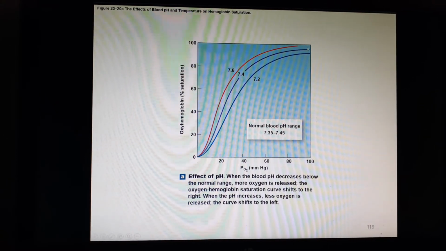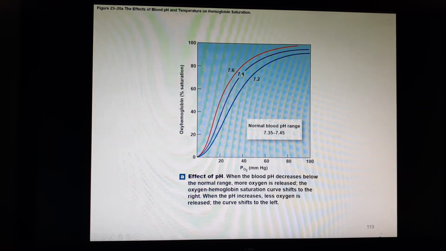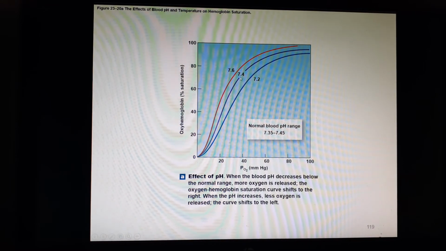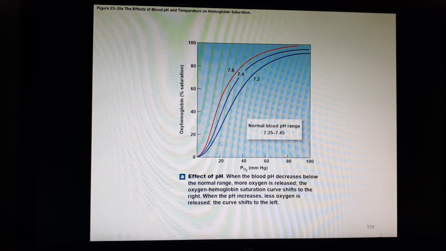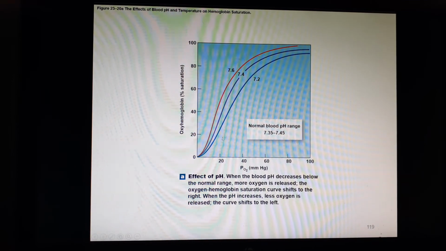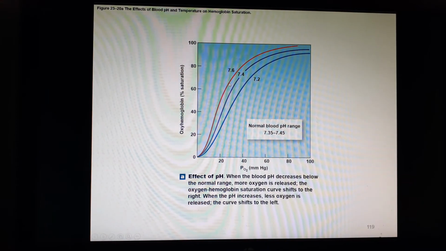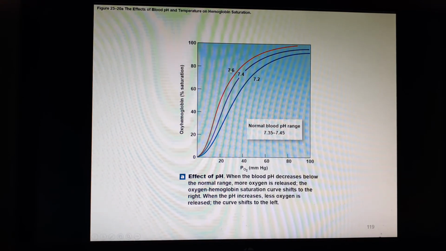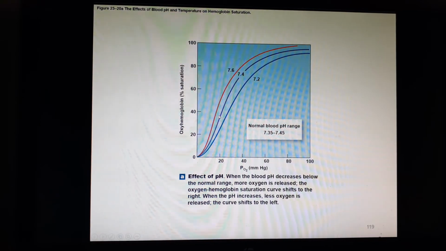So here's where we were standardized. Our curve was here, 7.4. If we lower the pH of the blood to 7.2, we do not release the oxygen as easily. So our saturation curve is less. If we raise the pH of the blood and make it go alkaline, we release it more readily.